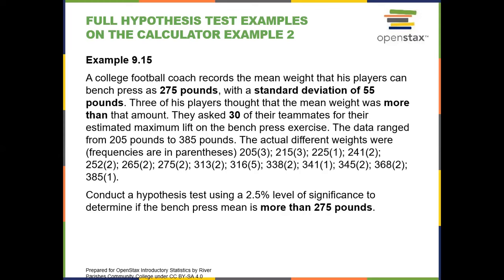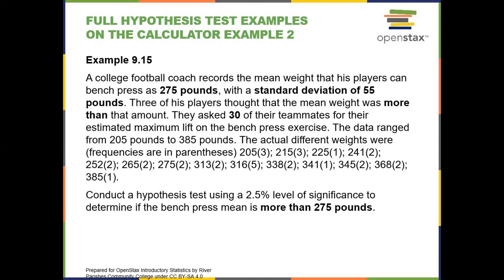Okay, so in the 5th line, bring the cursor on greater than mu 0 to indicate the alternate hypothesis is greater than 275 pounds. Remember, in the first line, you have entered mu 0 is 275. So in the 5th line, mu greater than mu 0 is your alternate hypothesis. The 5th line indicates the alternate hypothesis. And then we go to calculate and hit enter.